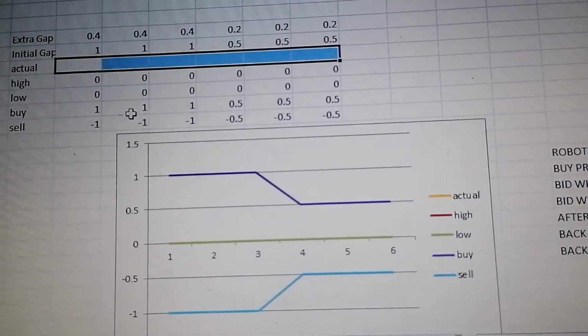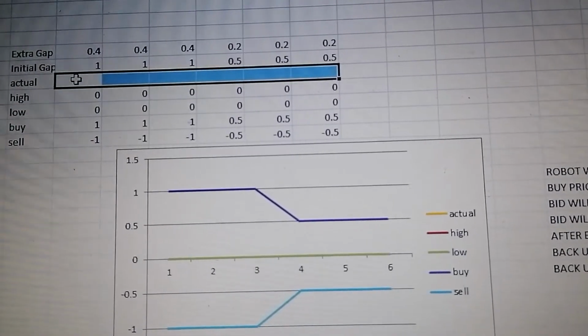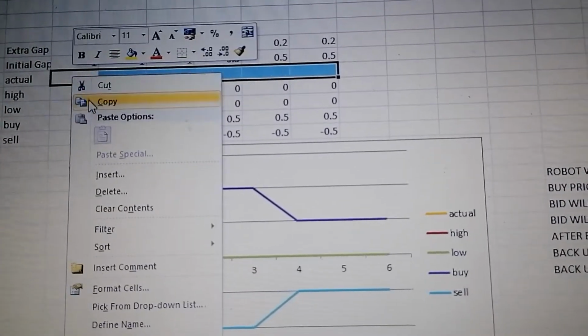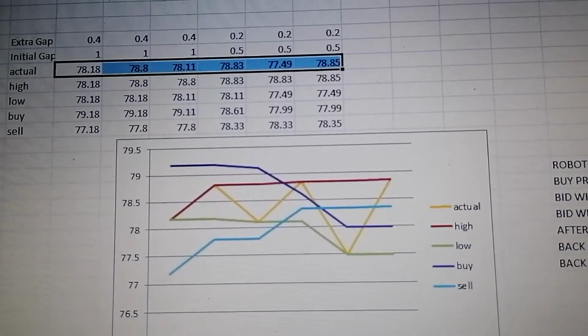So you can see now, according to this, there is no information here at all. So let me now paste back that data. Once I paste back that data, automatically it changes everything.